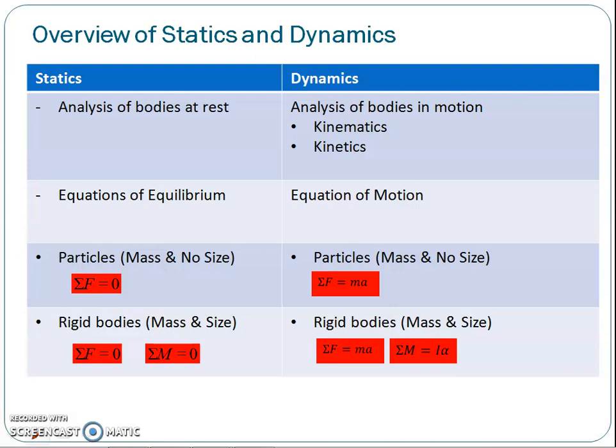In statics, we use equations of equilibrium to study the conditions of particles, summation F equals 0, and rigid bodies, where rotation is involved, summation M equals 0. Whereas in dynamics, we use equations of motion. On the right-hand side, we have the accelerating motion, ma. So it studies particles as well as rigid bodies when we have acceleration involved.